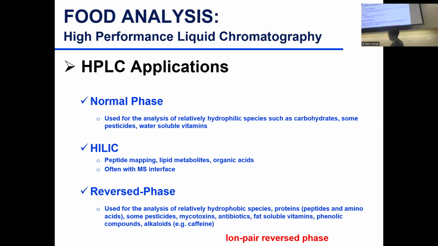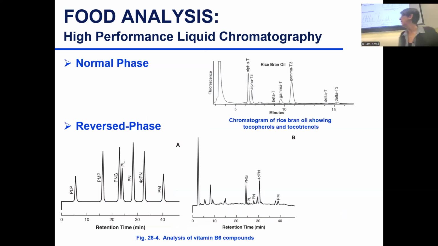Ion pair reverse phase. In this situation, if you have compounds with a charge, you can suppress the charge on that compound. Then they can interact with a nonpolar stationary phase, and you can separate them using reverse phase chromatography. Here are just chromatograms and examples of separating different bran oil, where you have tocopherols and tocotrienols. And then here is an example for vitamin B6 compounds.